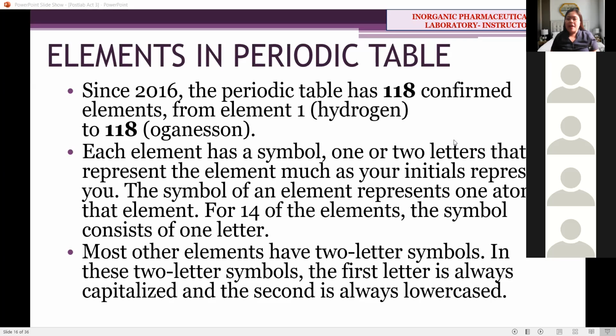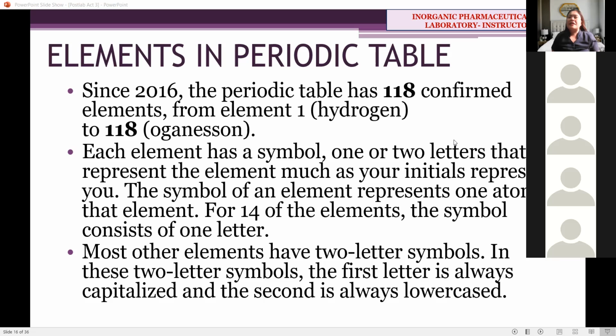Now the symbol of an element represents one atom of that element. So for 14 of the elements, the symbol consists of one letter. Di ba 118 ang confirmed elements? 14 of those have a one letter symbol. The rest have 2 letters. So, I hope that is clear.